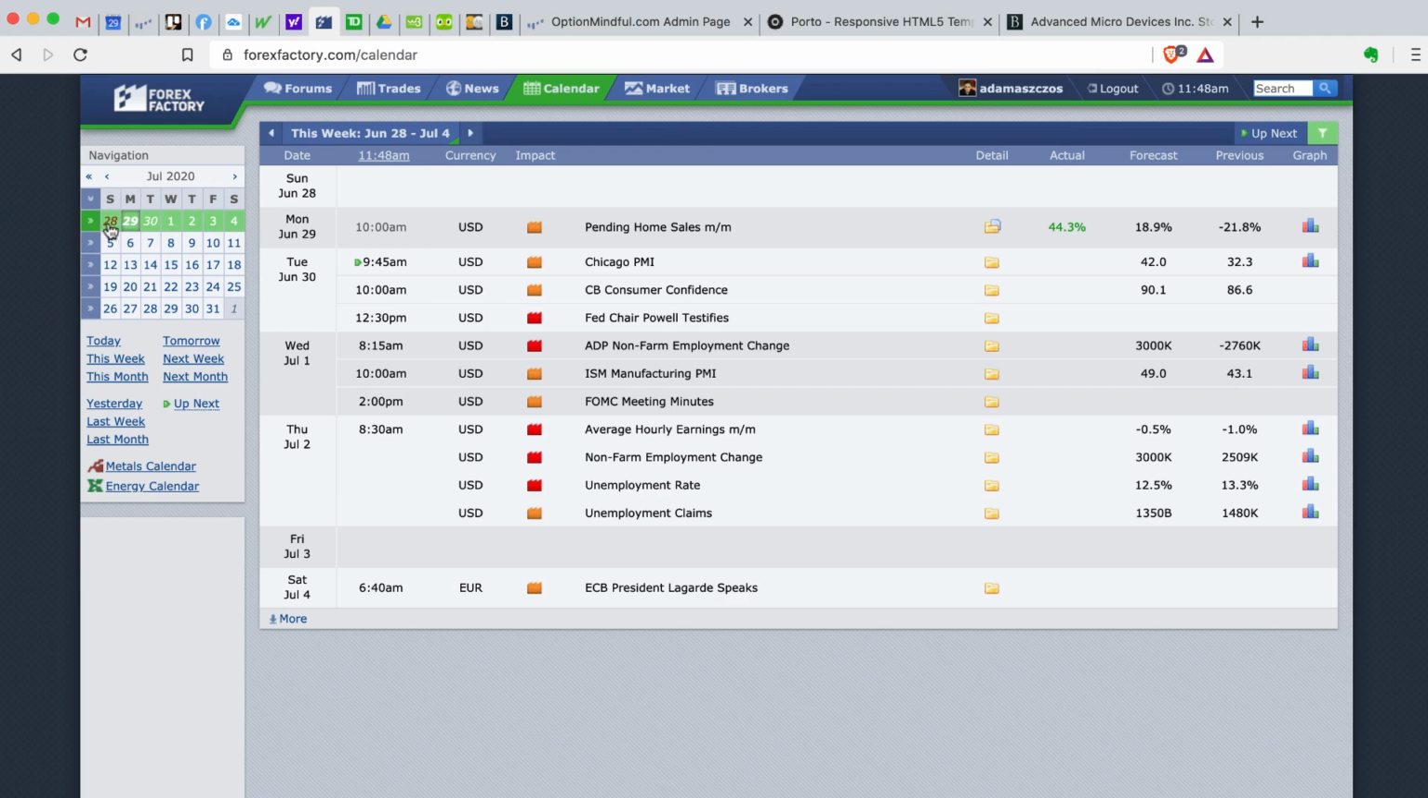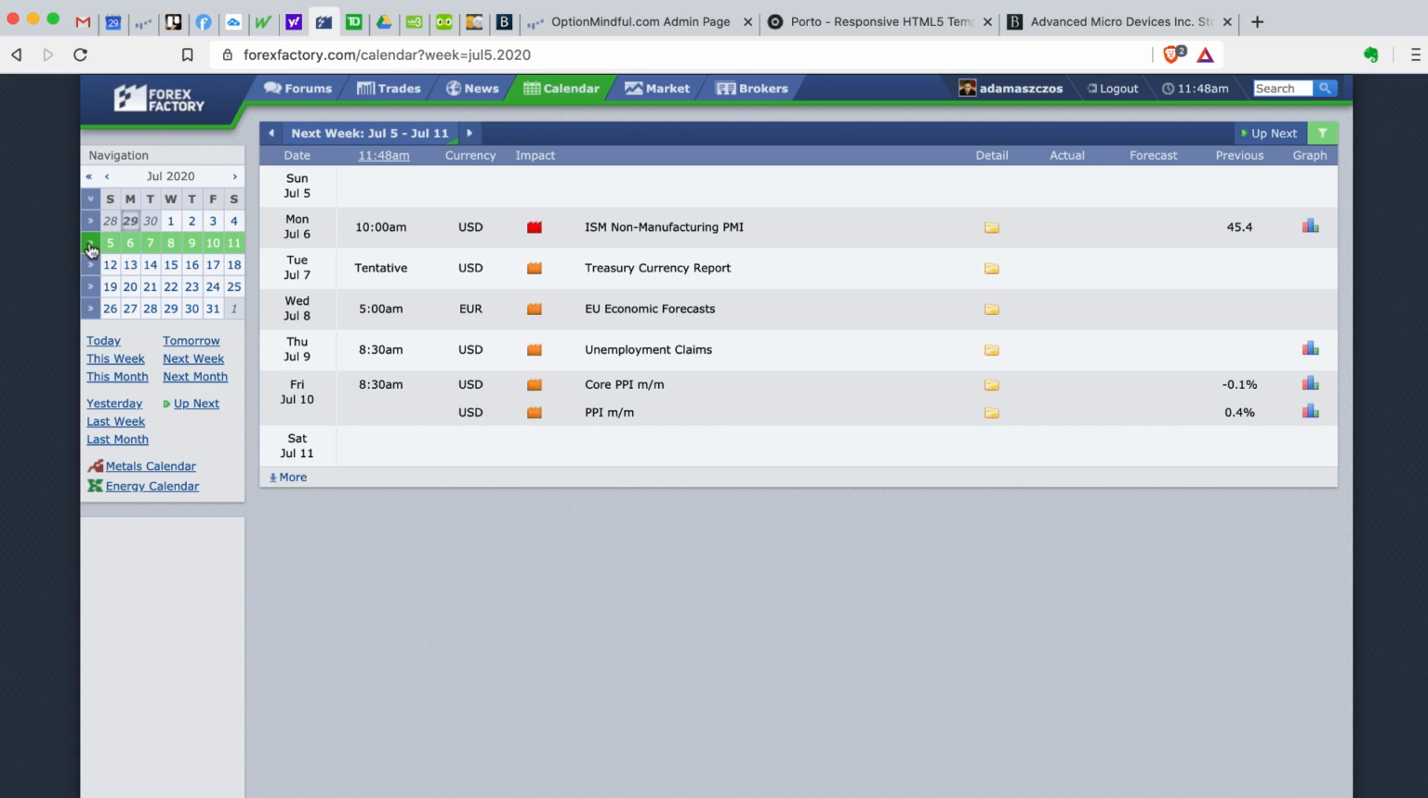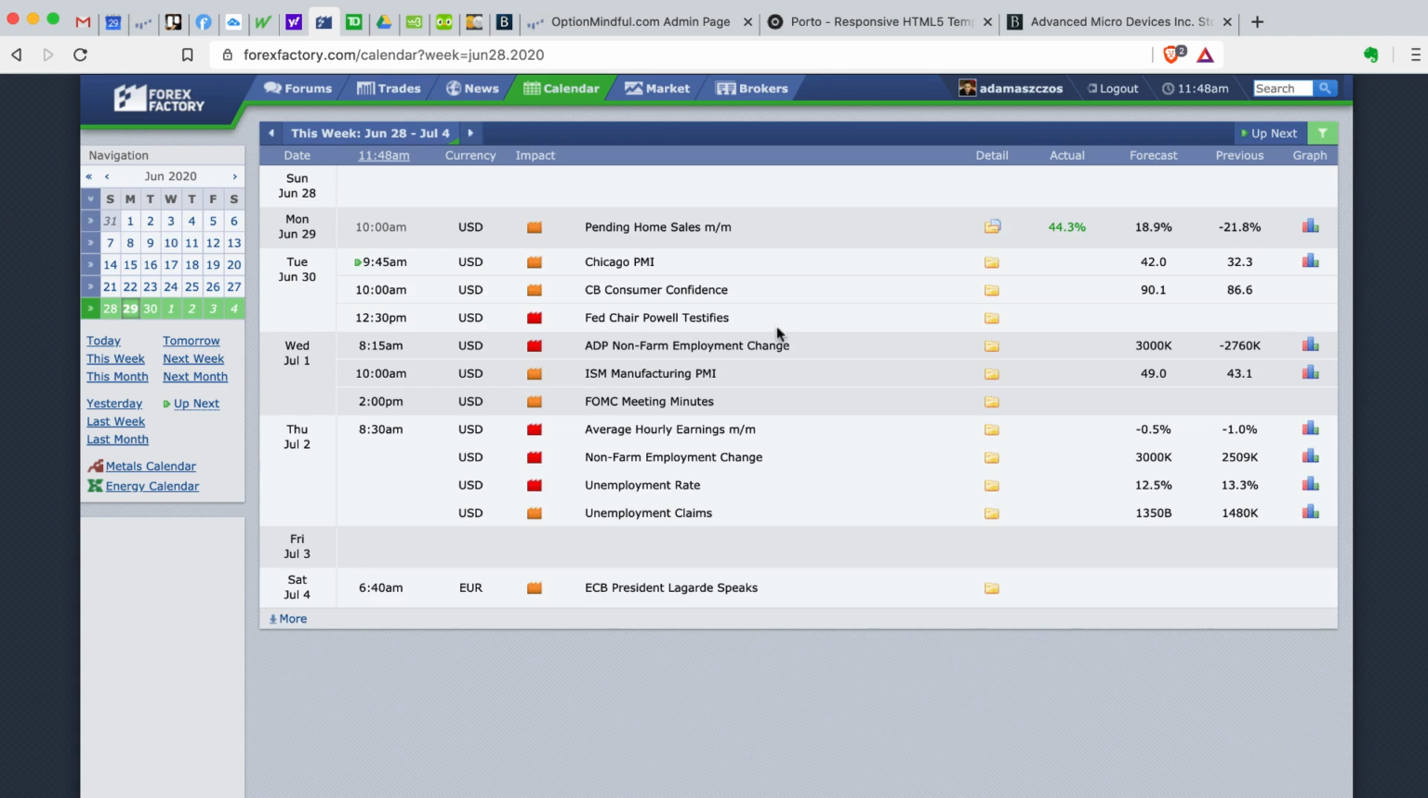So if we're in the first week of July and ending June, we can also have a look at what's going on in the next week of July. So what kind of events are happening there? Is there something moving the market or not?